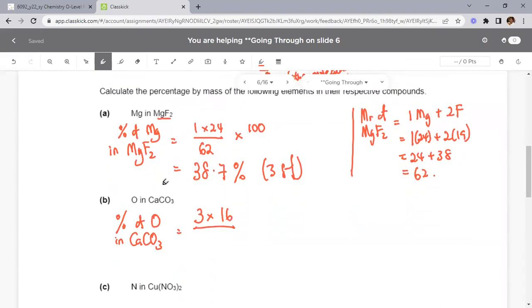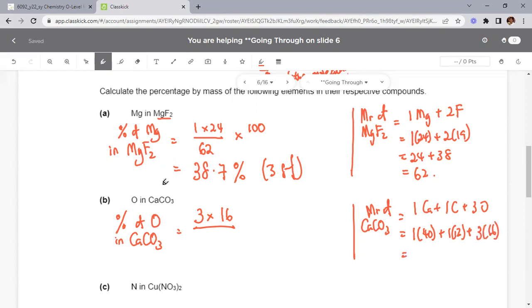Divided by, now this one I'm also going to calculate again. So I need to find the MR of CaCO3. So what's the MR of CaCO3? This is equivalent to 1 calcium plus 1 carbon plus 3 oxygen. So this is 1 times 40 plus 1 times 12 plus 3 times 16. So this is 40 plus 12 plus 48. You realize that this is 100. So divide by 100 times 100. You realize your answer will be 48.0%, 3SF.